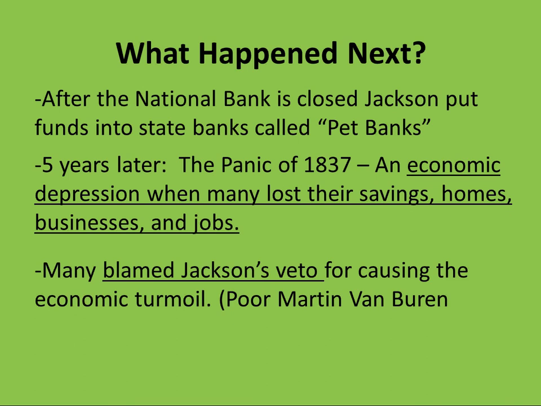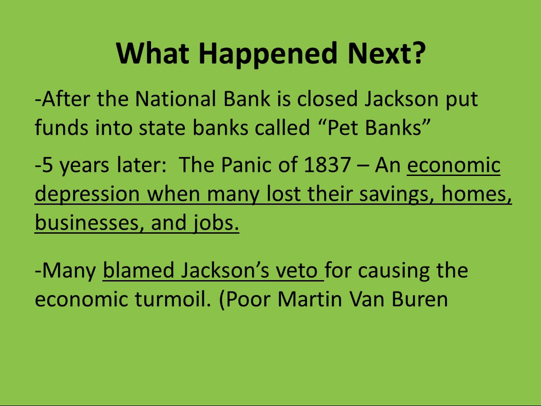The National Bank is closed, and Jackson takes all the funds that were in the National Bank and puts them into state banks, which people called the pet banks. So these were banks that Jackson liked. These are banks that people felt really worked, or that he really thought worked. They were usually banks in different states. Let's say there was a Bank of Maryland. I don't know the exact name, but he would have given it to that bank.